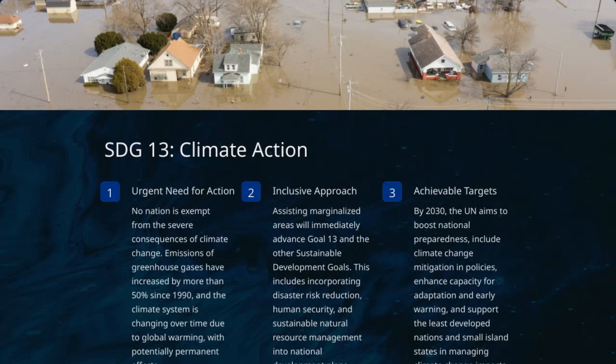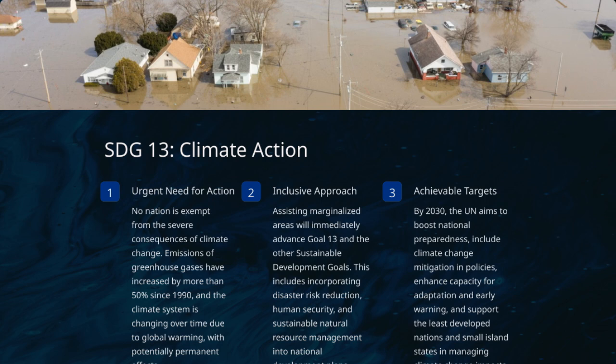By 2030, the UN has set some important goals to strengthen our response to climate change. They want to improve how countries prepare for climate-related issues, include climate change mitigation strategies and policies, and build capacity for early warning systems and adaptation efforts. This also means supporting the most vulnerable nations, like the least developed countries and small island states, to help them manage the impacts of climate change more effectively.